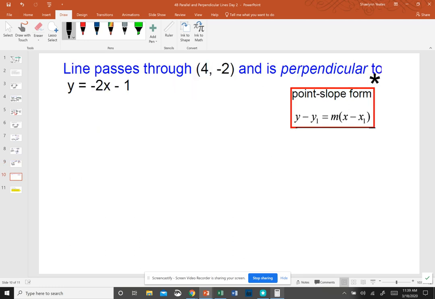All right, you got that? You so got this. I believe in you. Okay, so here's my point. This is my x. This is my y. So my x is a 4. My y is a negative 2. Okay. Then I've got y. Now I just need to figure out my slope.